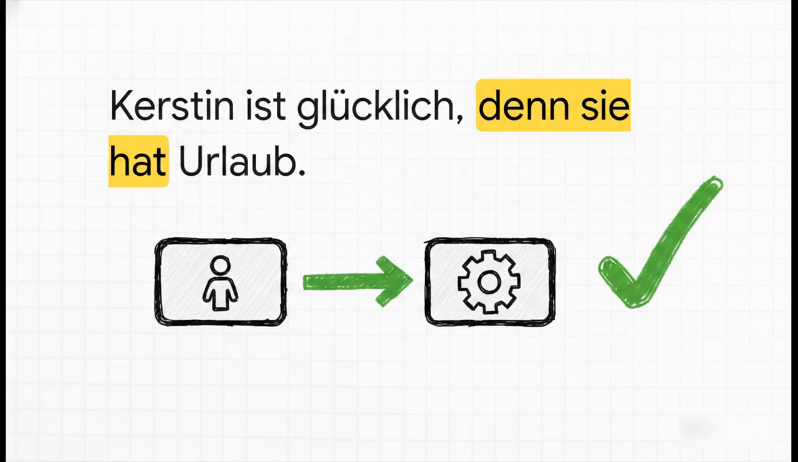Kerstin ist glücklich, denn sie hat Urlaub. Kerstin is happy because she has a vacation. Now, really focus on the part after denn. You see sie hat. Subject, then verb. That's it. It's just normal, standard word order, exactly like a simple sentence. Easy enough, right? This is our starting point.